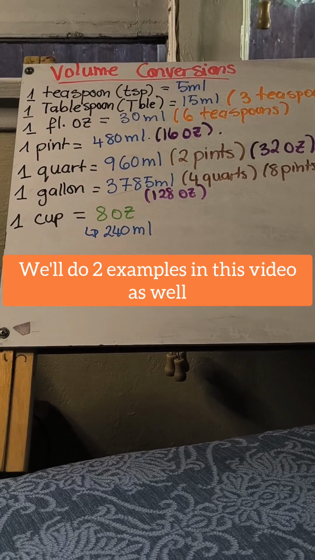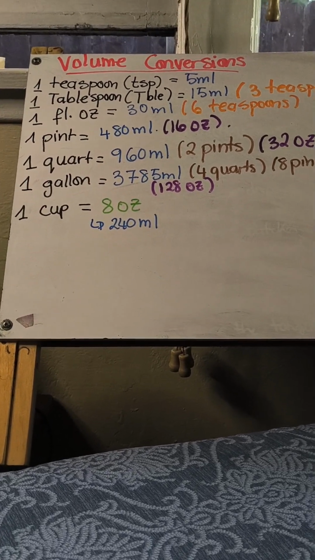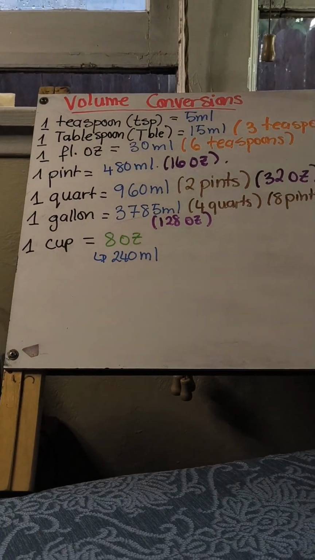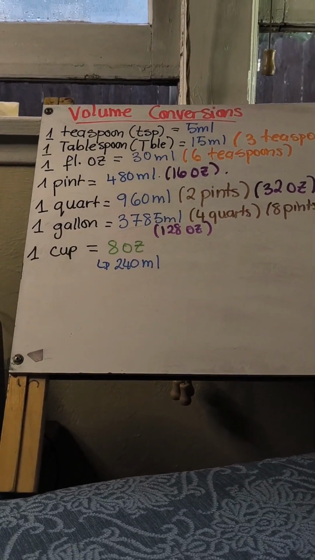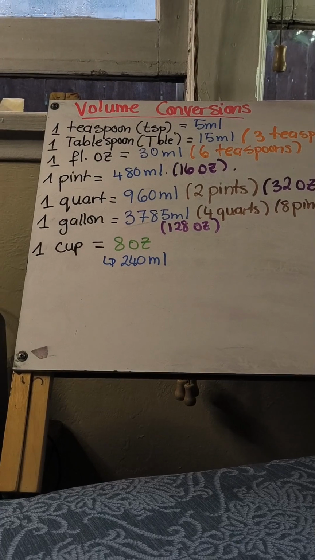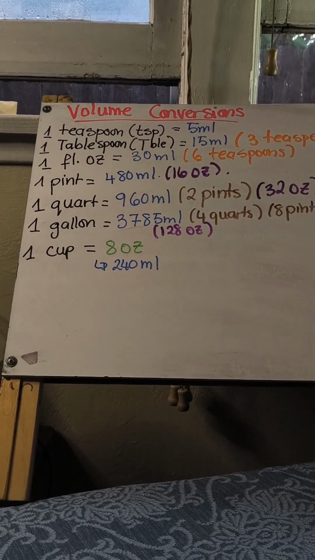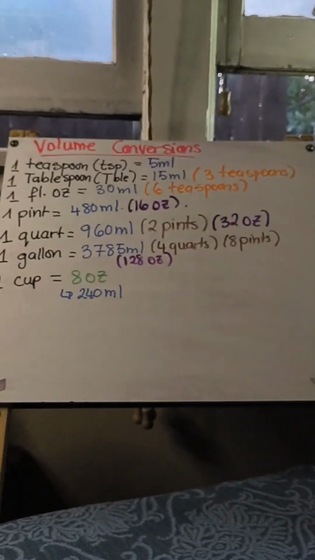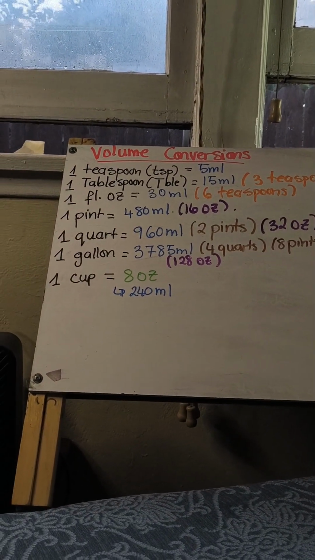So 1 teaspoon is 5 milliliters. If I do that times 3, then it's 15 milliliters. So 1 tablespoon is 3 times one of the teaspoons. So I get 3 teaspoons to make 1 tablespoon. So 5 milliliters is the teaspoon, 15 milliliters is the 3 teaspoons. That gives me 1 tablespoon.